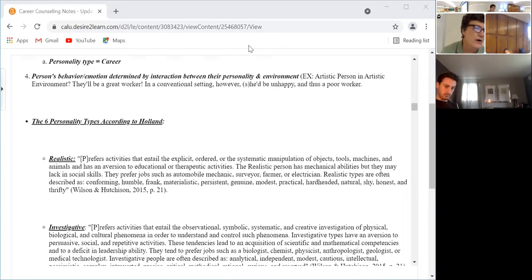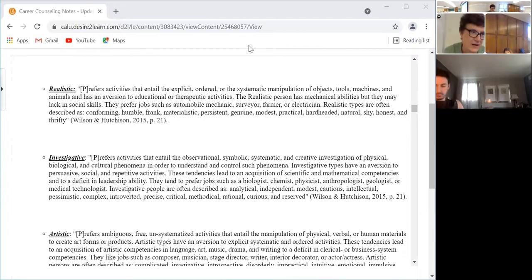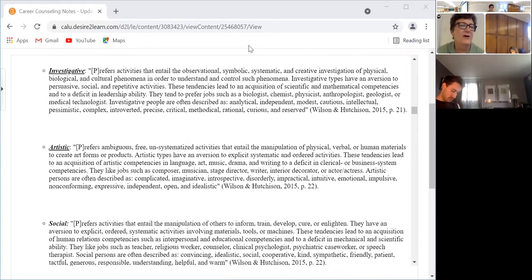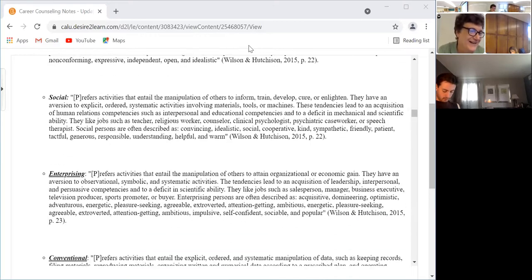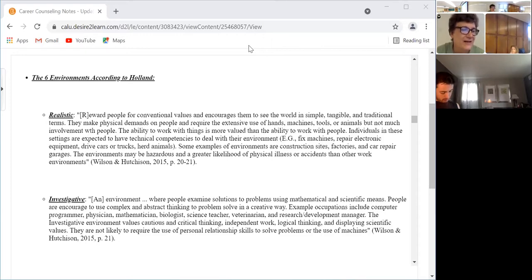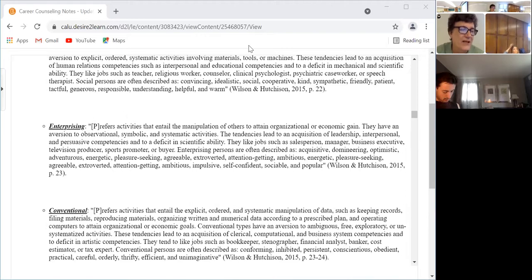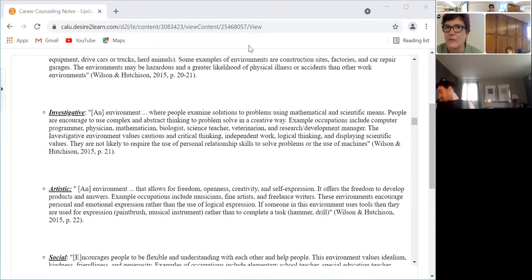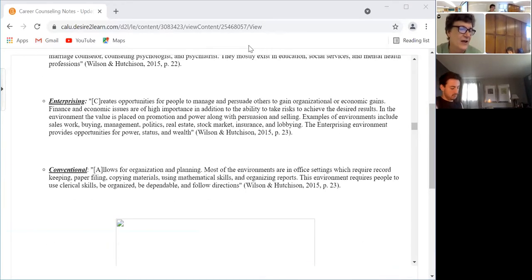I wrote out each personality type, okay? So this describes a realistic personality type or an investigative or an artistic. Most of these are kind of self-explanatory, but I'm not going to sit here and read each paragraph to you. You'll get the idea, all right? Social, enterprising, conventional, and it's the same thing. I didn't repeat it. One is for people and one is for careers. So he just kind of rewords each one. How does this fit a career? How does this fit a person? What's this look like in a person? What's this look like in a career setting? Okay.